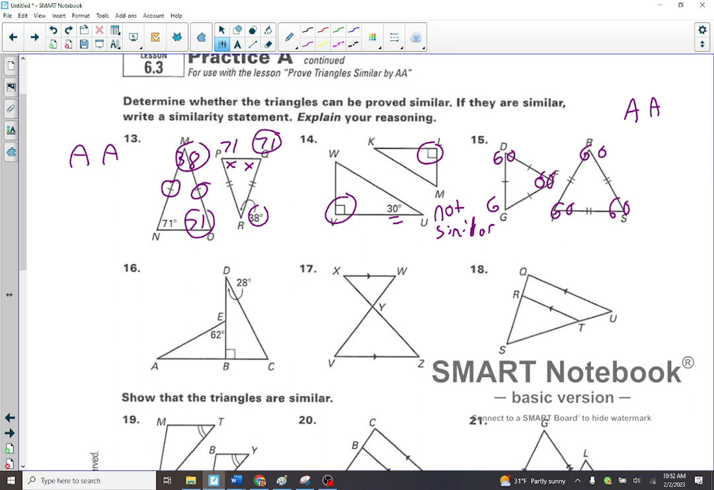You actually could extrapolate that. All equiangular triangles are similar to each other, actually. That's another theorem, but we don't have to do that. Wait, do 16 because I don't understand.